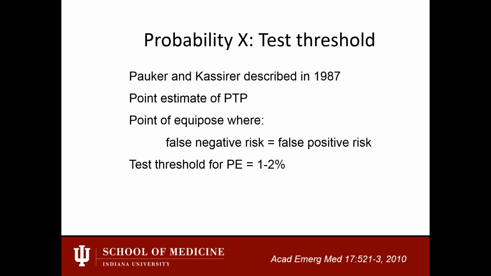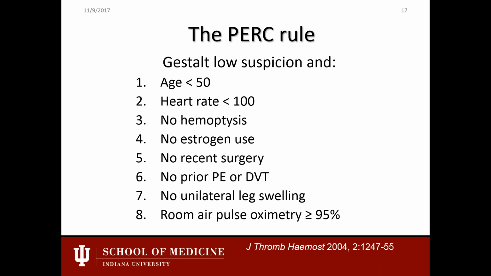The test threshold is derived from an arithmetic equation that was described by Pauker and Kassirer in the New England Journal in 1987, and it has assumptions in it, such as what is the risk of death for untreated PE, that we don't really know the answer to. But the bottom line is that at a threshold below 2%, it can be predicted that we do more harm than good by even ordering a D-dimer. So the test threshold is what we try to be responsive to for criteria to rule out PE without a diagnostic test. And the PERC rule will do that.